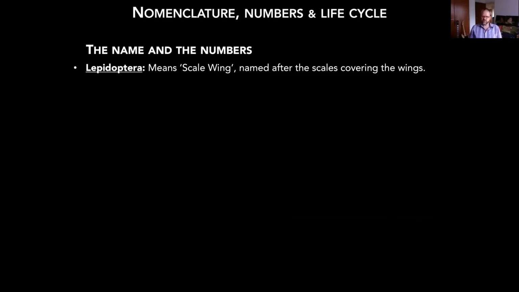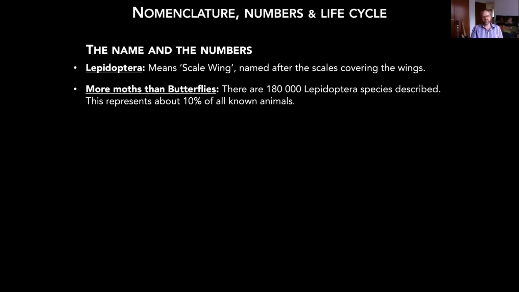So Lepidoptera, which is the name for butterflies and moths in Latin, means literally scale wing. But we said moths before. Most Lepidoptera are moths. We have 180,000 species of Lepidoptera described so far in the world, and this represents about 10% of all known animals. So it's already clear how much more important these guys are than birds. Skip the birds, go for butterflies.